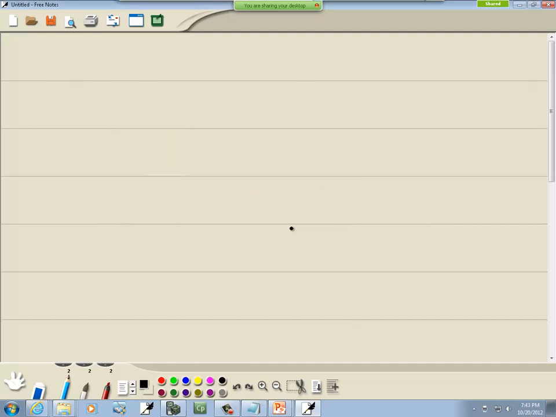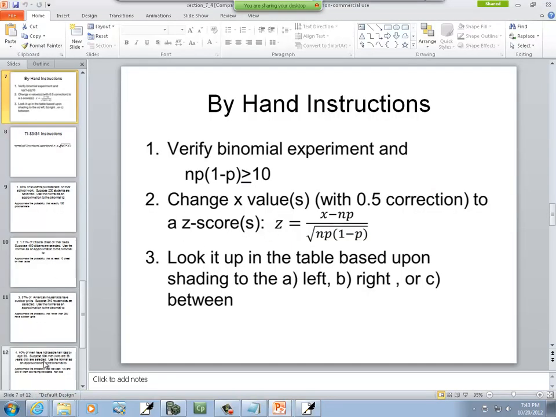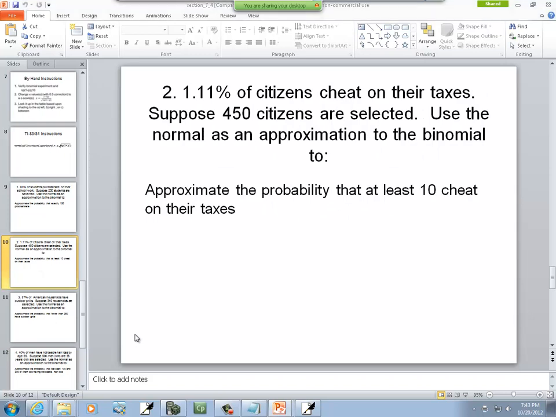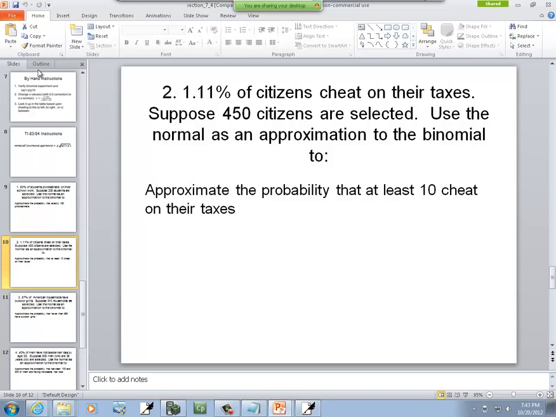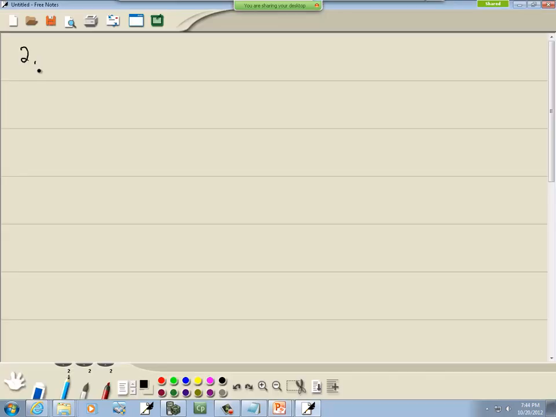Now let's look at our second example. Here it is. I went to a website, I don't even remember what it's called, Statistics Brain or something like that, and it had a bunch of percentages out there, statistics-wise. I don't know if they're valid or not, but it was kind of fun to pull information off of them. They gave a website, and they said 1.11% of citizens cheat on their taxes. Then suppose 450 citizens are selected, use the Normal approximation to the binomial to find the probability.